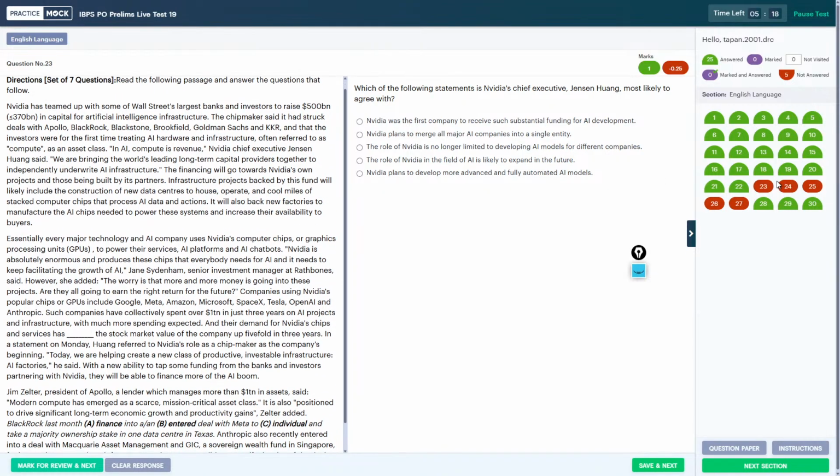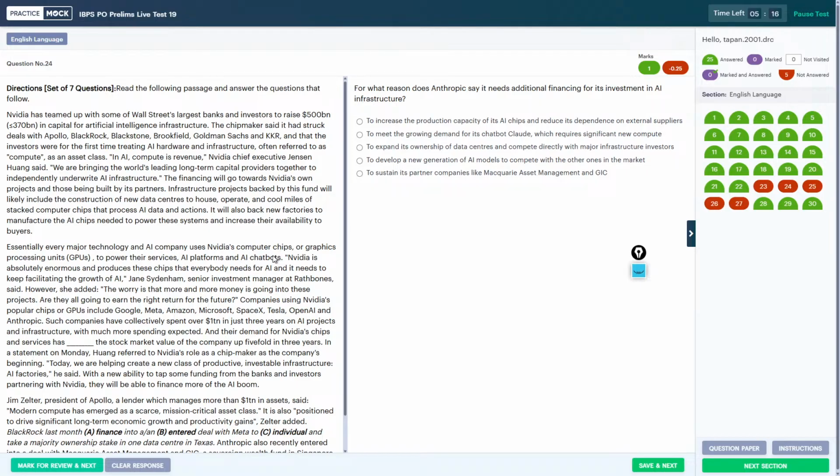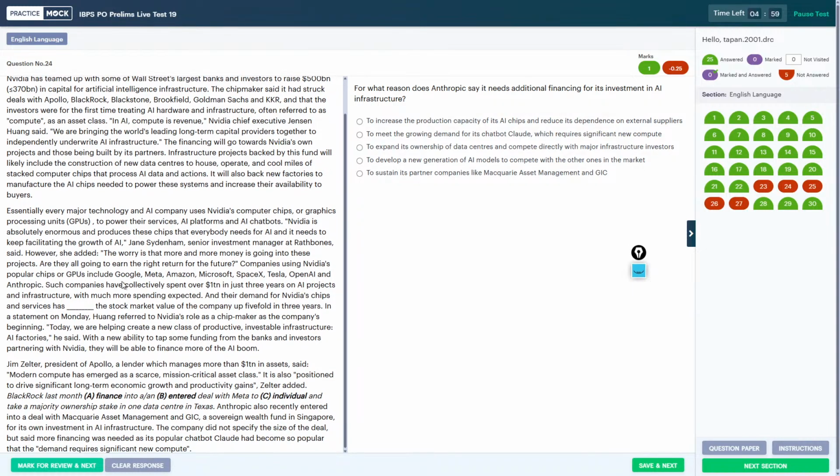I think I should just read it once. For what reason does Anthropic say it needs to increase production capacity for its AI chips and reduce its dependence on external supplies to meet the growing demand of the chatbot Claude, which requires significant new compute? Anthropic.